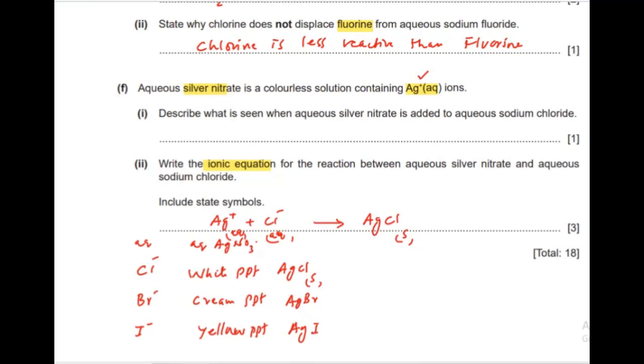Now describe what is seen when aqueous silver nitrate is added to aqueous sodium chloride. As I have already mentioned, you will see the white precipitate. If you have the bromide, you will see the green precipitate, and in the case of iodide, you will see the yellow precipitate.